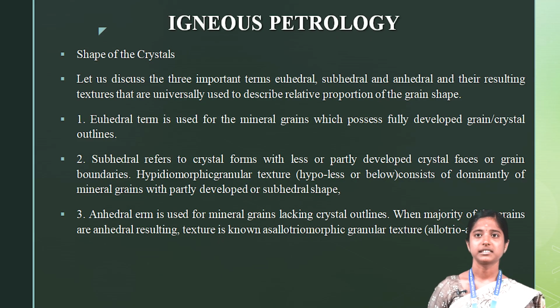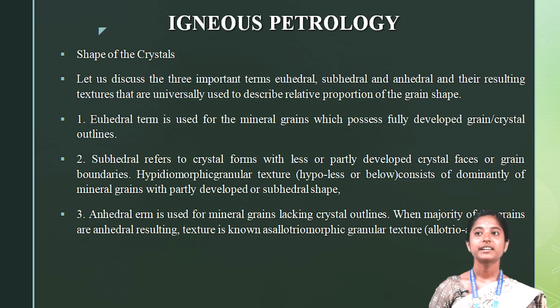Next, shape of the crystal. Let us discuss three important terms: euhedral, subhedral, and anhedral are the resulting textures that are universally used to describe the relative proportion of the grain shape. First, the term euhedral is used for mineral grains which possess fully developed crystal outlines. All the faces are perfectly or near perfectly developed. Idiomorphic and automorphic are equivalent terms used for euhedral grains.